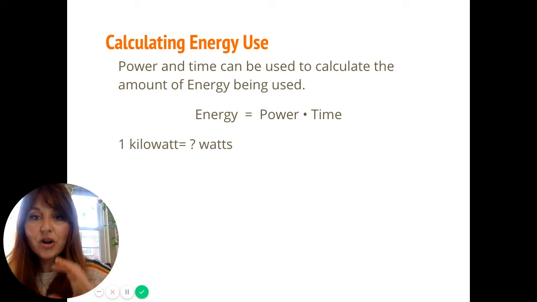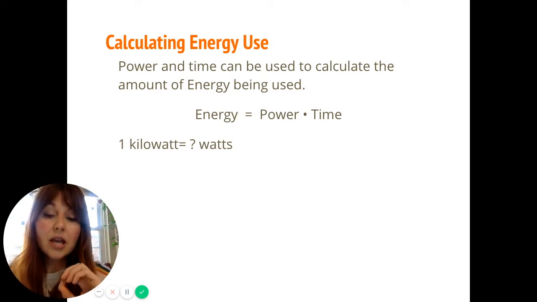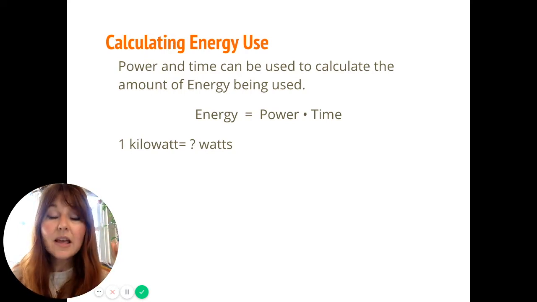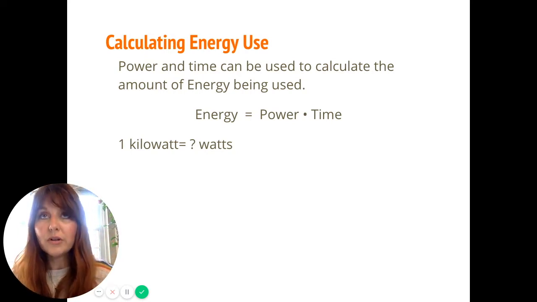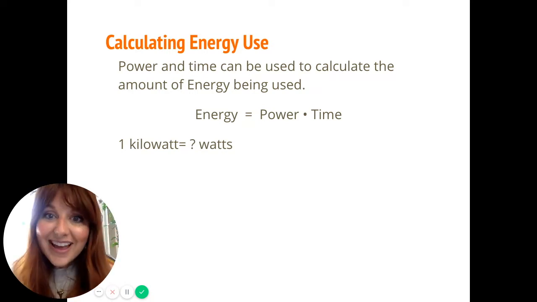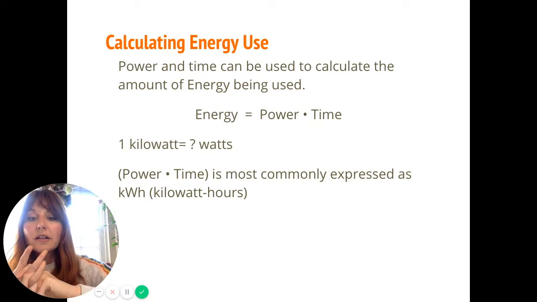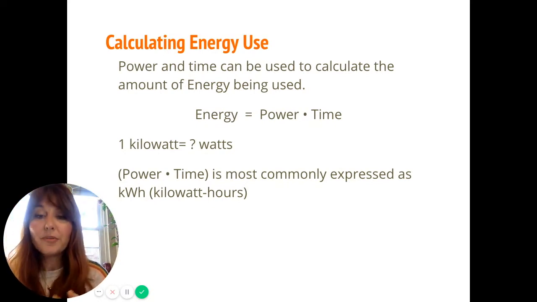Typically we measure power in kilowatts when we're talking about energy use, because watts is a pretty small thing to draw upon. Your electric bill would be charging you in kilowatt hours. Super simple conversion: 1 kilowatt equals 1,000 watts. Power times time is commonly expressed in kilowatt hours, so you're just multiplying kilowatts times hours.